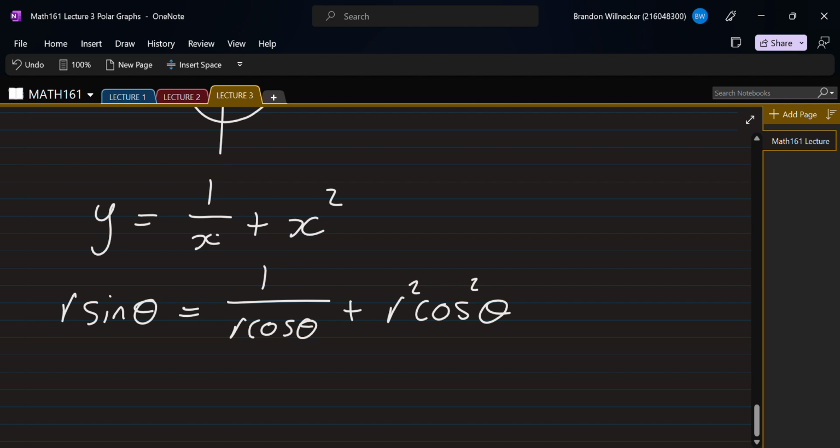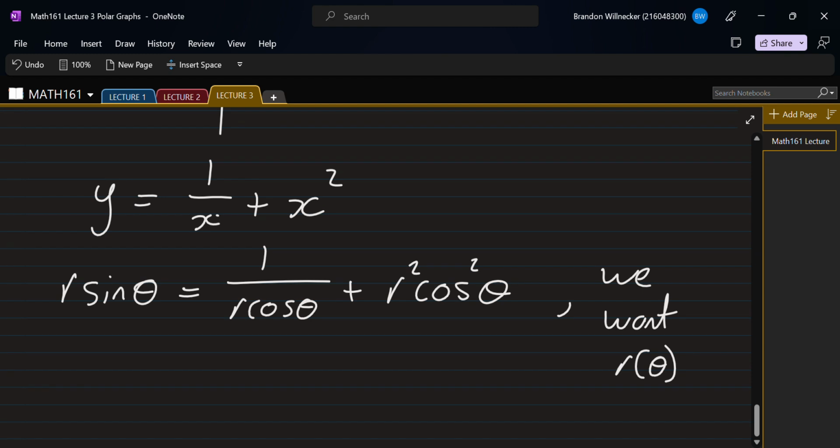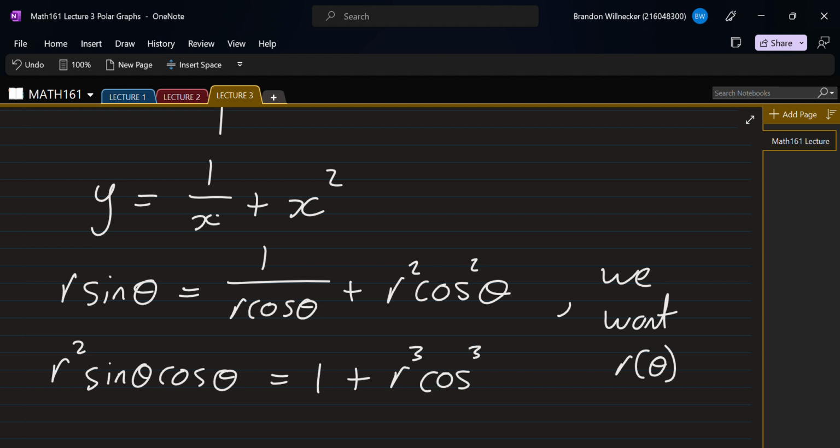Now, again as before, we want to solve for r. We want r as a function of theta. Now we've got an r on the left-hand side, 1 over r here on the right-hand side, and r squared. So it's a bit difficult to work with. Let's multiply through by r times cos theta to get rid of that fraction. So this will become r squared sine theta cos theta is equal to 1. And again, this will be r cubed cos cubed theta.